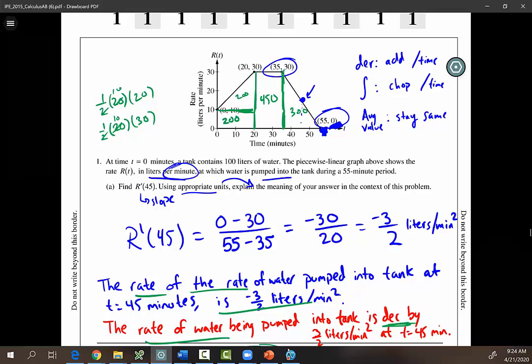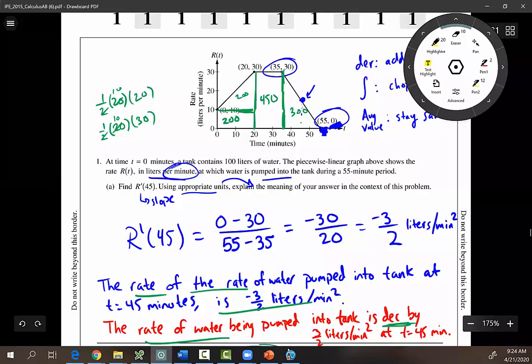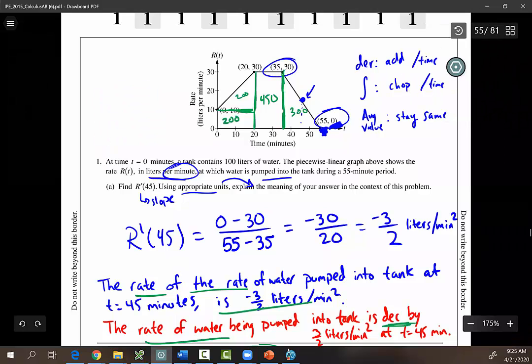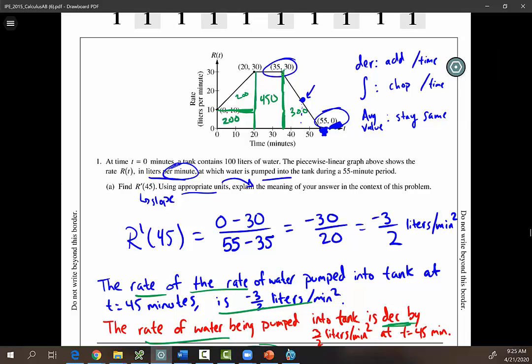But we do know the slope, right? So we know that it's going down 3 over 2, down 3 over 2, down 3 over 2. So we can find R of 45 just by counting, or you could even just write the equation of the line and solve for it. So either way will work.